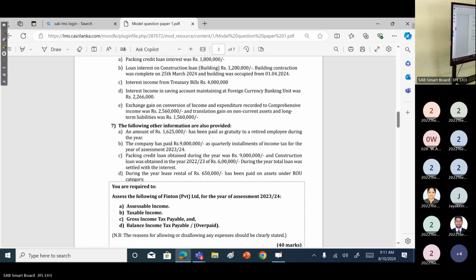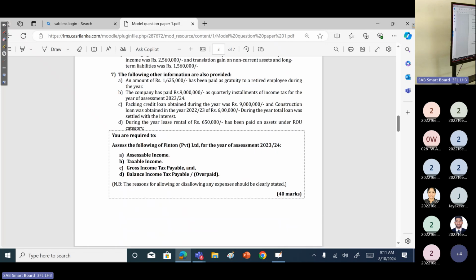For the non-current asset recorded and long-term liability recorded, is there any exchange gain or loss? That can be ignored because it says that the spot rate should be used, and when they are recognizing any disposal gain or loss, you can recognize that one. Right. And additional information they are giving: amount paid as the gratuity. So the payment we can deduct, because the gratuity provision we are disallowing.